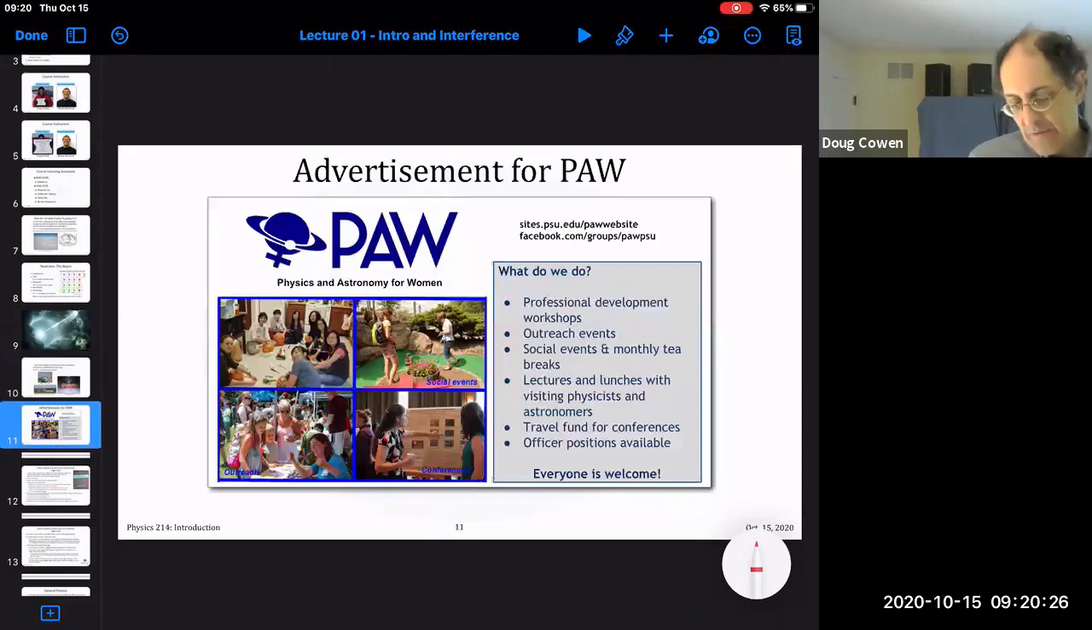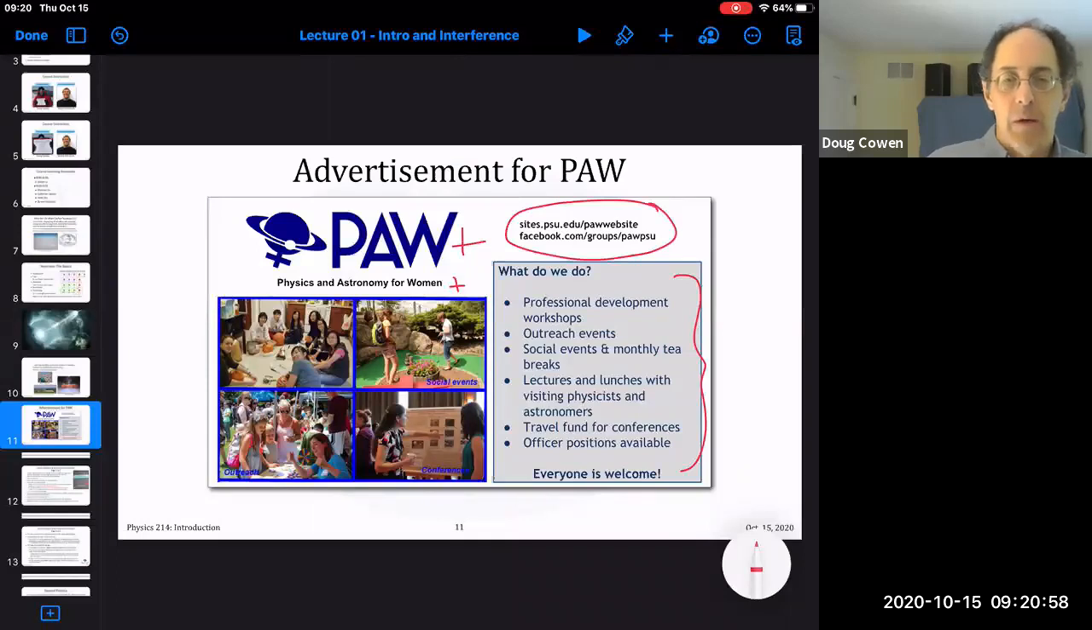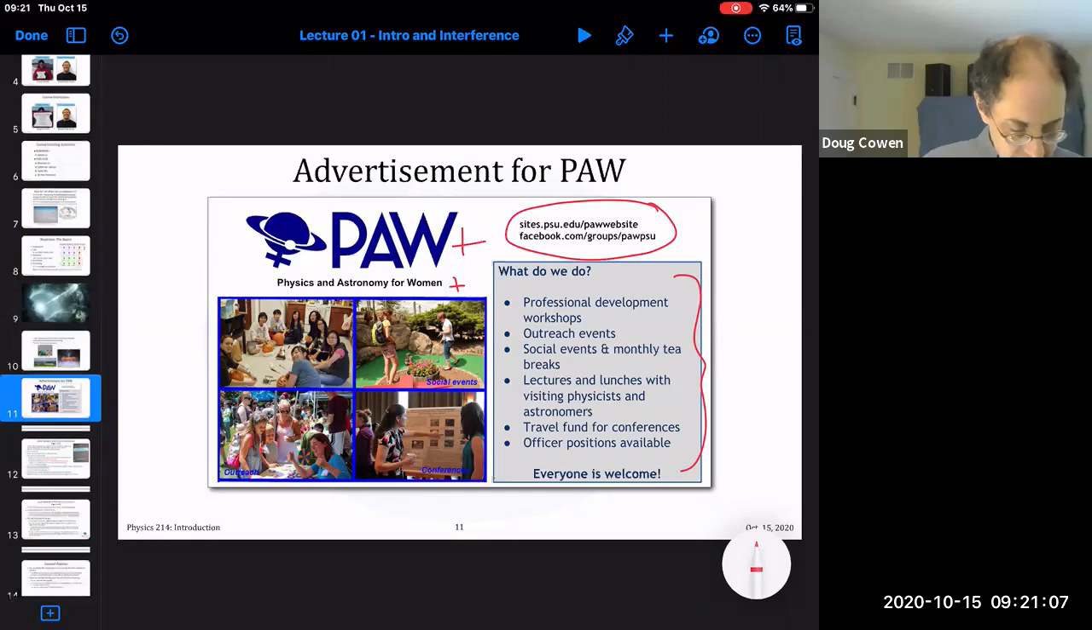Okay, for the last 15 years or so, I've been the advisor for a group called PHYS, which is now called PHYS+. It stands for Physics and Astronomy for Women, and the plus sign means that they've become substantially more inclusive recently. Here are some of the things that PHYS does, and up here are some URLs that you can use in order to learn more about this group, and I encourage you to reach out to the current members of PHYS if you're interested in joining.